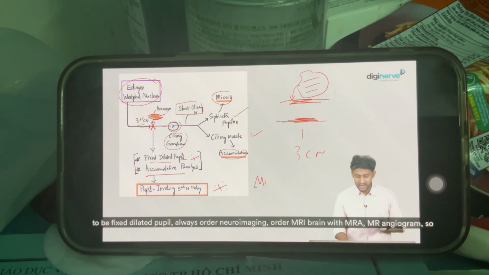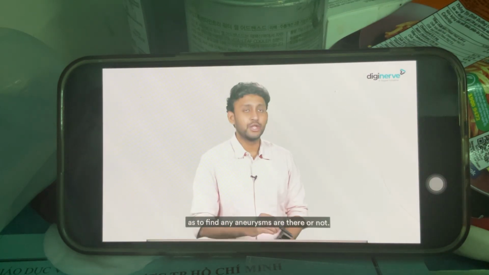Always order neuroimaging, order an MRI brain with MRA, MR angiogram, so as to find whether any aneurysms are there or not.